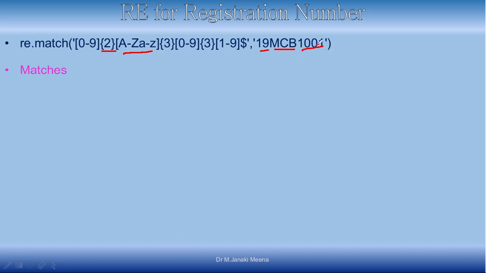Then we were discussing that it should not be 4 zeros, right? So what we are going to do is, for the first 3 digits we are going to give the range from 0 to 9. So you can see that 0 to 9 can occur 3 times, but the last digit can only be from 1 to 9. It cannot be 0, right? This is how we will write the regular expression, and for this particular registration number it will give matches. And when I am trying to give a registration number like 19 MCB 0000, it should not match.